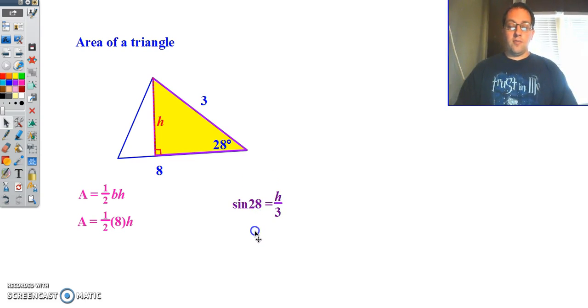We can use sine of 28 degrees, which is height over hypotenuse, h over 3. Multiply both sides by 3, and we end up with 3 sine 28 for h. So we can take this, plug it in for h over here, and type it straight into the calculator, and we get an answer of approximately 5.6 square units. And so what this does is let us find the area of triangles that we otherwise would not be able to find the areas of.